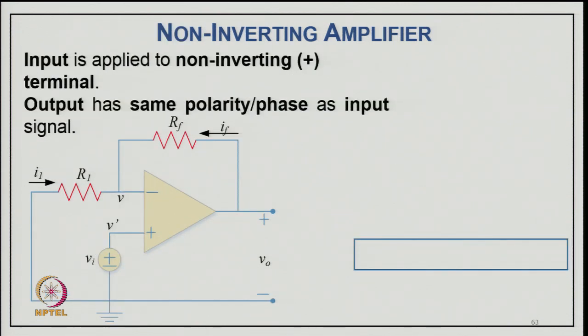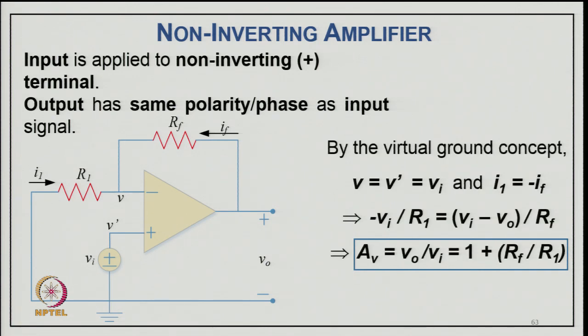Now, the input is applied to the non-inverting terminal and the output has the same polarity as the input signal. Because the signal is applied to your non-inverting input, by virtue of the virtual ground we can say V equal to V dash, that is V I, and I 1 equal to minus I f. So, we can say minus V I upon R 1 equal to V I minus V o upon R f, and A V will be V o upon V input, that will be 1 plus R f upon R 1.